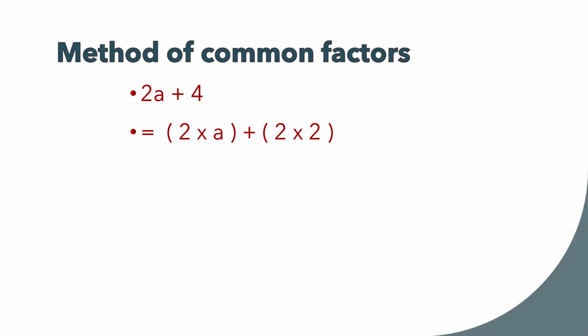Now, what is the common factor here? In the first term and the second term, 2 is the common factor. So we take 2 as common, and from the first term we are left with a and from the second we are left with 2. Now 2 is multiplied by a plus 2, and we get the total expression as a product of its factors. This is the method of common factors.